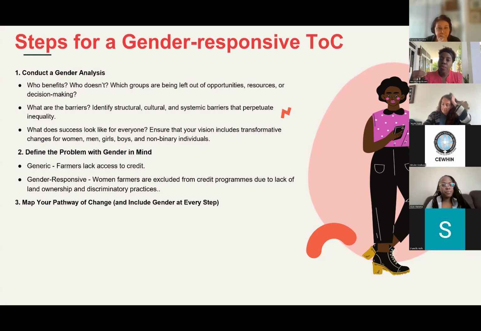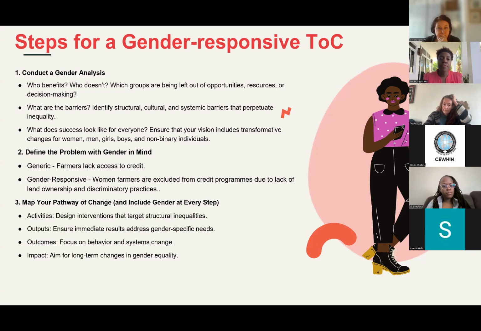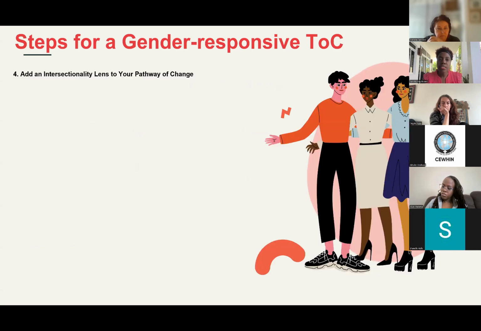Then when you're mapping your pathway of change, in your theory of change, try and have a gender lens at every step. At activities level, design interventions that target structural inequalities. Output level, ensure that the results address immediate gender-specific needs. At outcome level, focus on behavior and systems change, and at impact level, aim for long-term changes in gender equality. Step 4, the intersectionality lens.